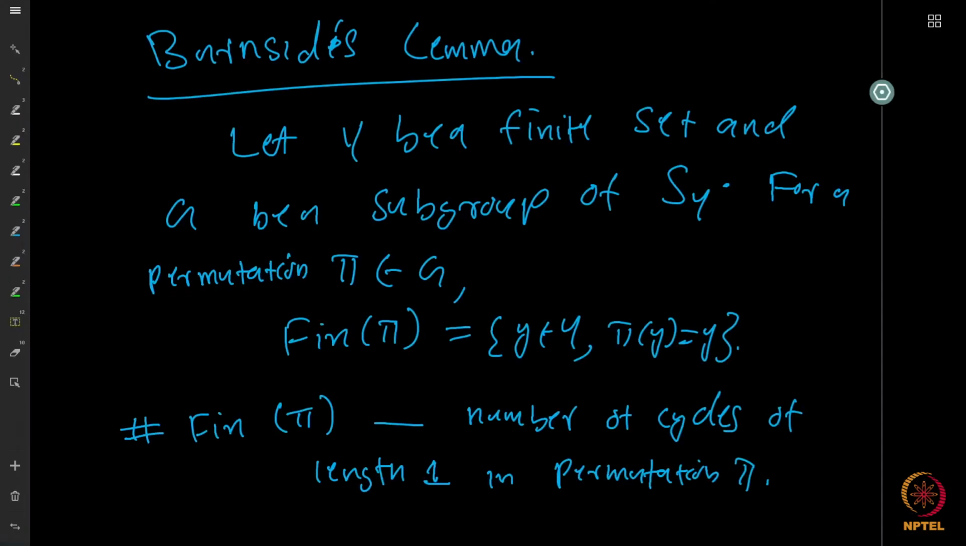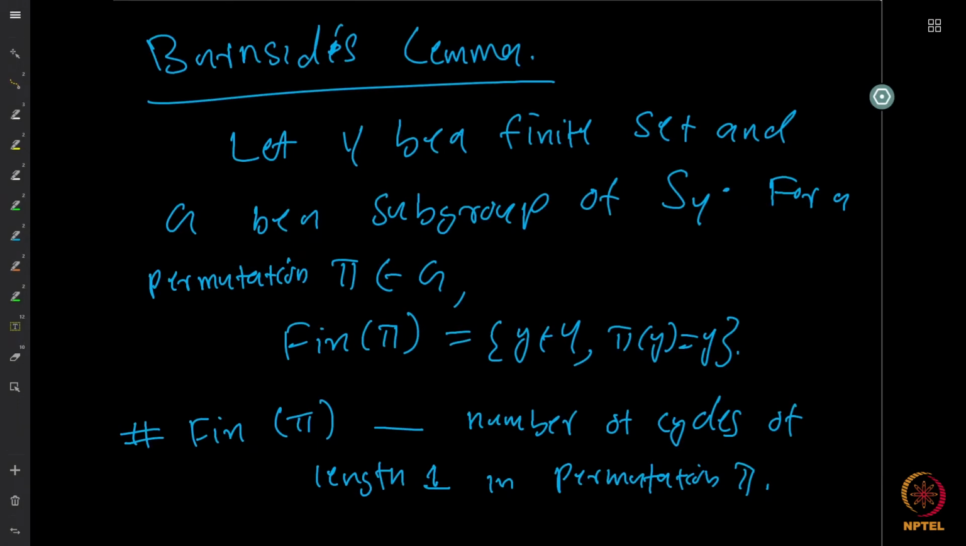Okay. Now, in the previous lecture, we stated Burnside's lemma, which is the following. Given a finite set, let's say Y, and a subgroup G of the symmetry group S_Y of Y, then recall that fix of pi is the set of all elements that are fixed by the permutation pi. And the cardinality of fix of pi is clearly the number of cycles of length 1 in permutation pi, right?